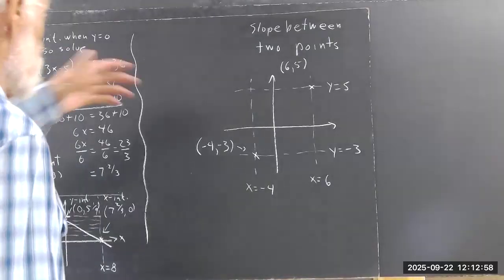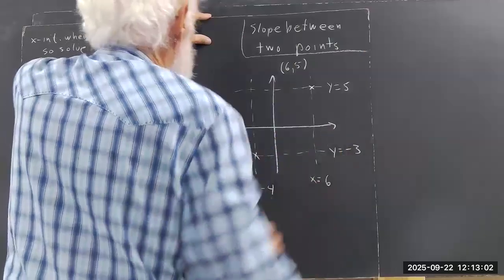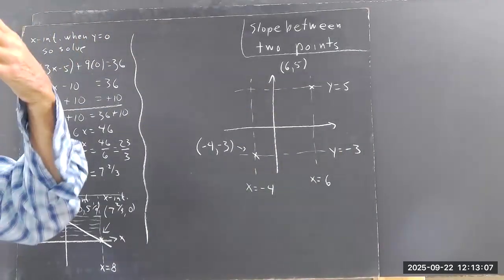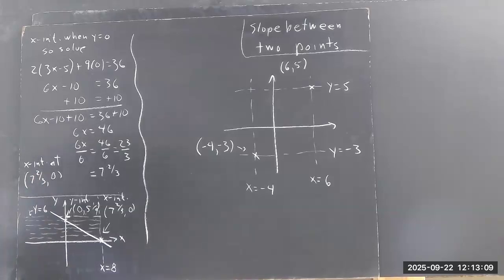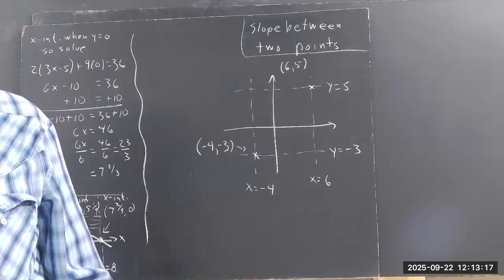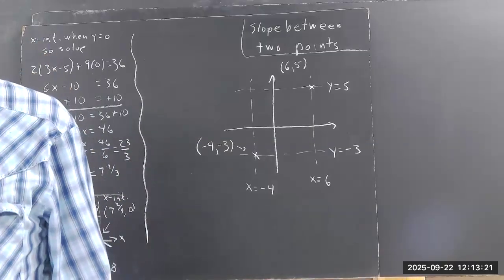Okay. So anyhow, I've just written down the idea that we're looking now at the slope between 2 points. So here's a graph showing 2 points. And we want to find the slope between these 2 points. How do we do that? How many of you remember the words rise and run? How many are familiar with rise divided by run? That's what slope is. It's not a formula.